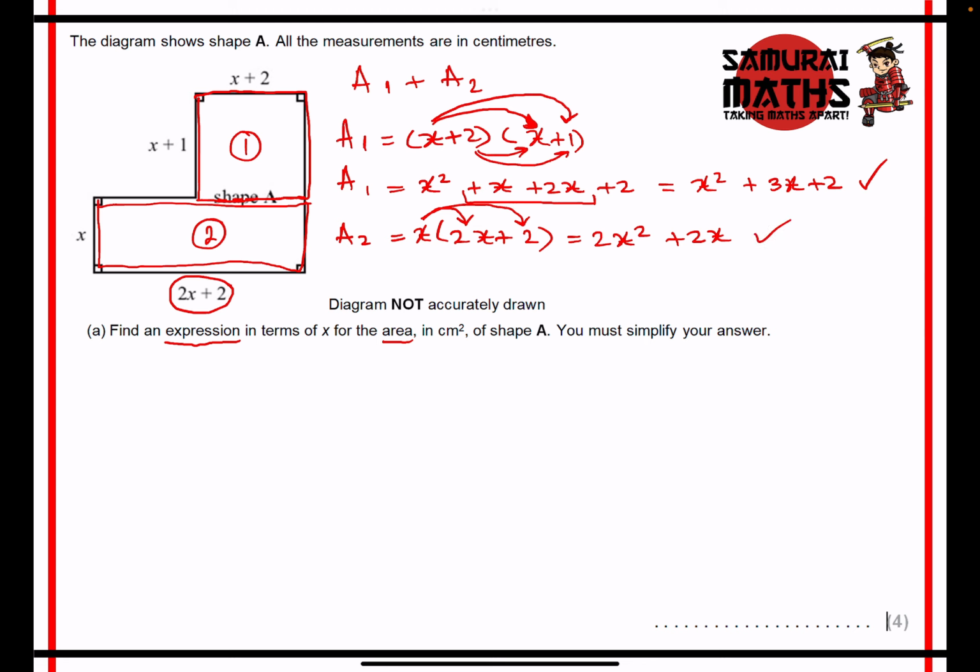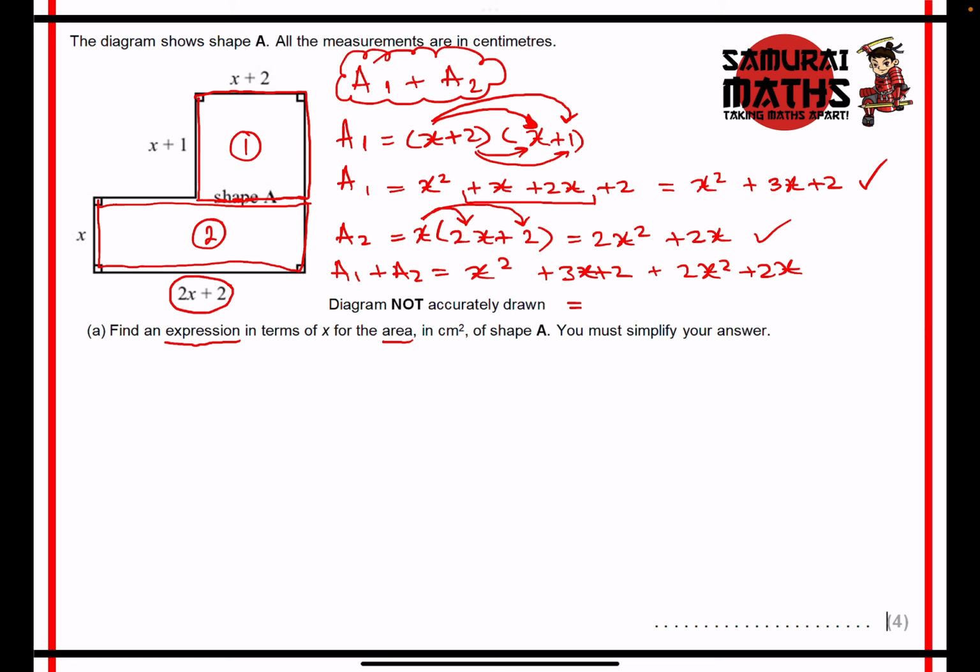So let's go back to the plan. That's a good idea, to always revisit the plan and check have you answered the question. I haven't worked out the total area of shape A. Because now I need to do the area of shape 1 plus the area of shape 2. So the area of shape 1, I'm just going to copy it down as x squared plus 3x plus 2. The area of shape 2 is 2x squared plus 2x. I'm going to collect some like terms.